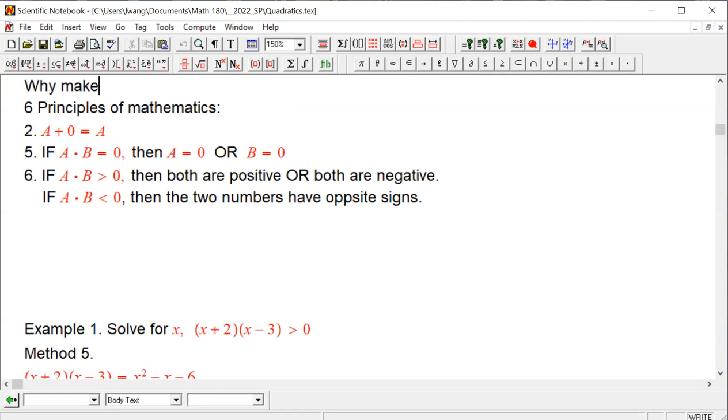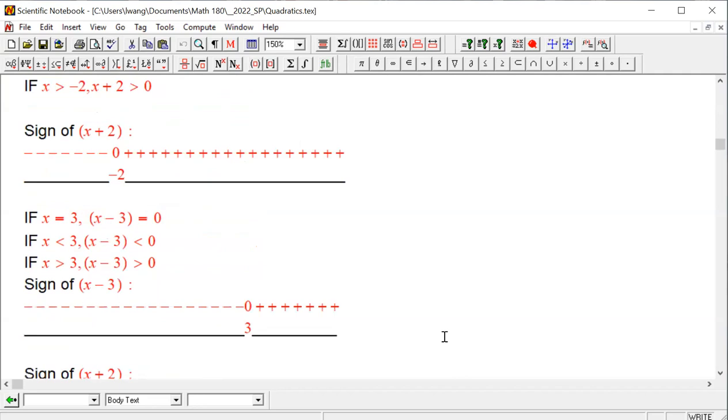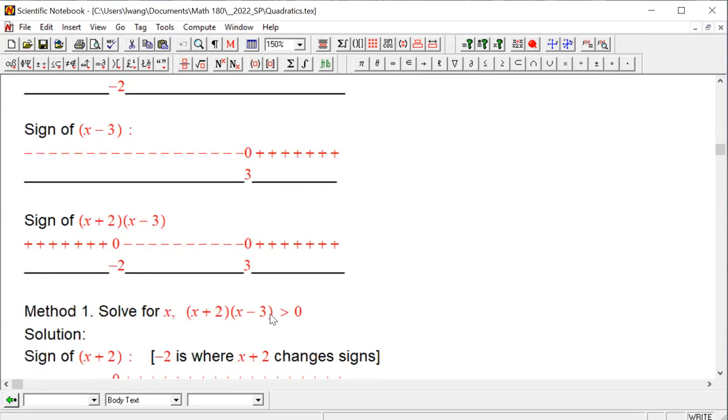Why make 0? If you look at the methods we talked about in the last lesson, method 1, method 2, method 3, method 4, the 5 methods, it's all about making 0. For example, look at example number 1, method 1. We compare with 0.